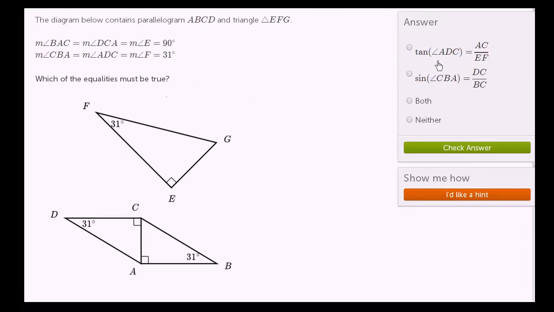So now let's look at this first statement, tangent of angle ADC. So this is angle ADC right here. To remind ourselves of the definition of tangent, we'll break out SOHCAHTOA. Sine is opposite over hypotenuse. Cosine is adjacent over hypotenuse. TOA, tangent is opposite over adjacent.